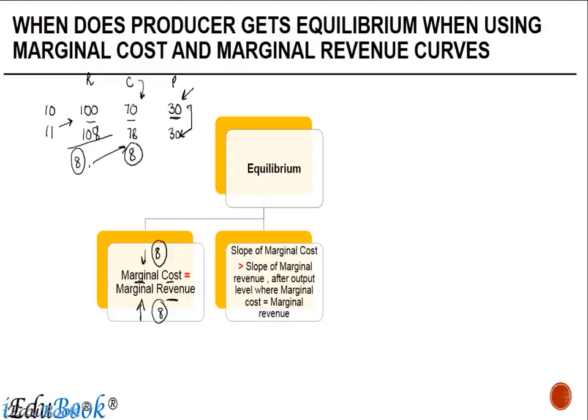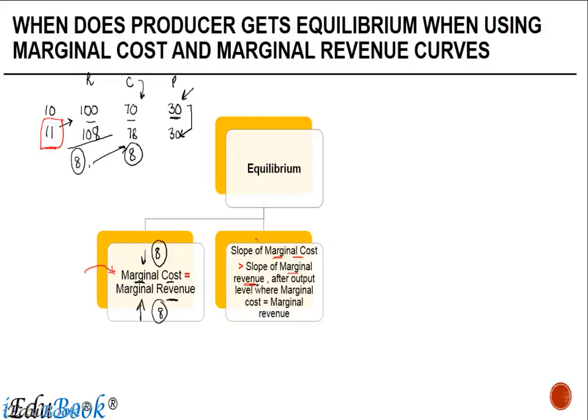The second condition is that the slope of marginal cost is greater than the slope of marginal revenue after the output level where marginal cost is equal to marginal revenue. Now what does this mean? Let's look at it in the same example. Suppose I look here at an output of 11, the marginal cost is equal to the marginal revenue. What this implies is that the slope of marginal cost is greater than the slope of marginal revenue.